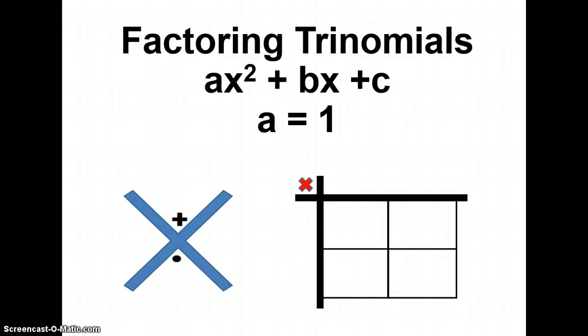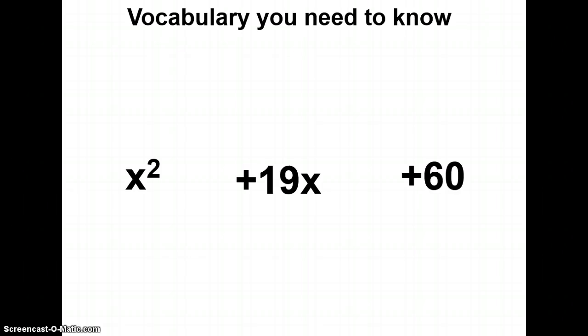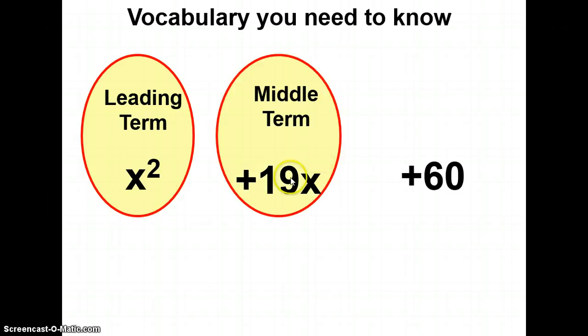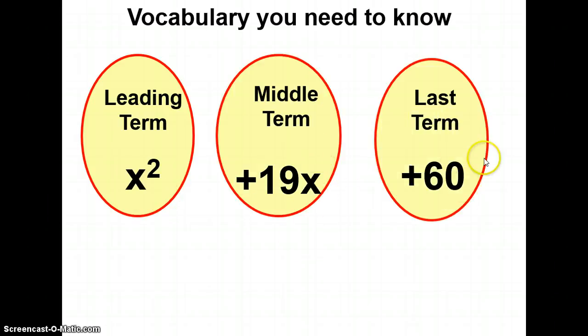Let's go over some vocabulary before we get started. So vocabulary you need to know. This right here is a trinomial. There's 3 pieces to it. There's a leading term, middle term, and a last term. Leading, middle, and last. I'll be referring to these by their name for the rest of the lessons.